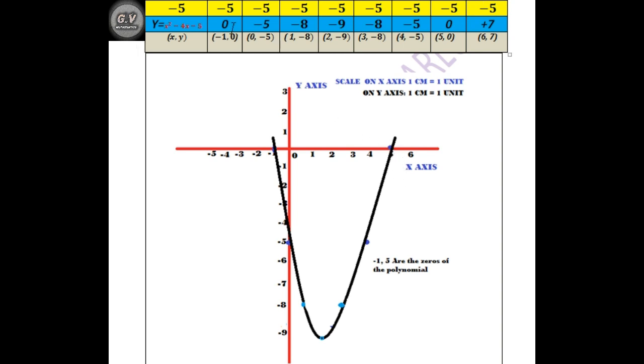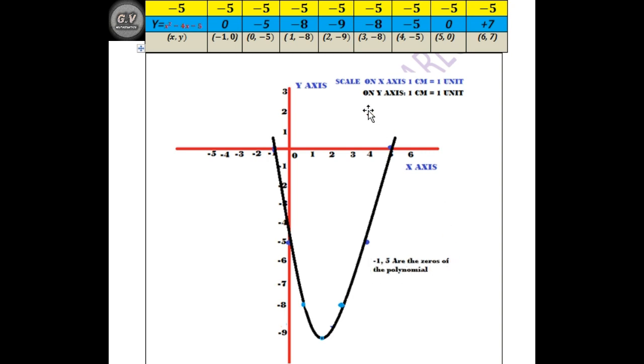So at -1 comma 0 and 5 comma 0: at x equal to -1, the value of y is 0, and at x equal to 5, the value of y is 0. Therefore the zeros of the polynomial are alpha equal to -1, which is one zero, and beta equal to 5, which is another zero. Therefore -1 and 5 are the zeros of the polynomial.